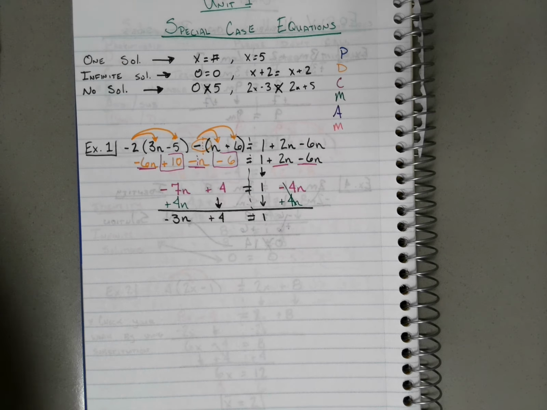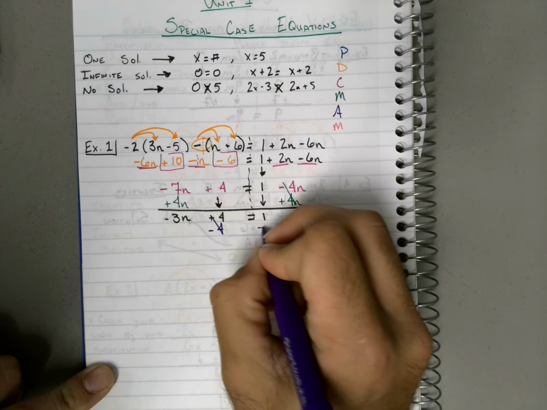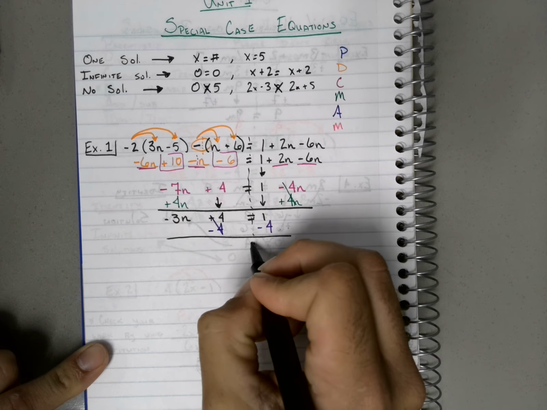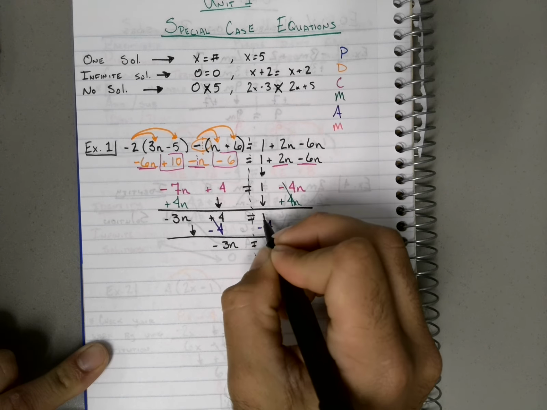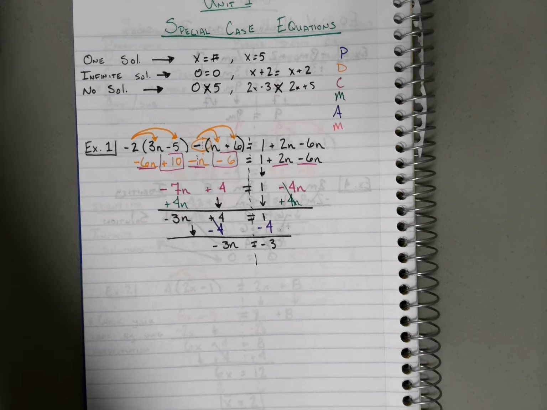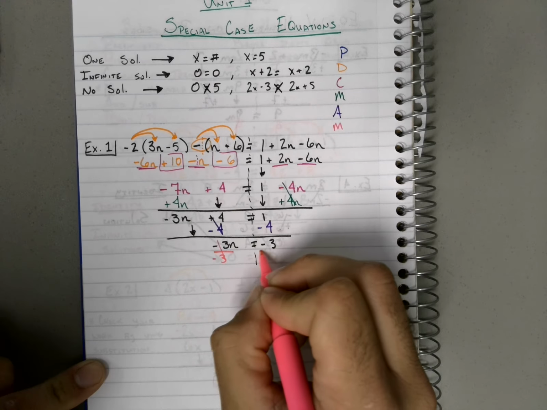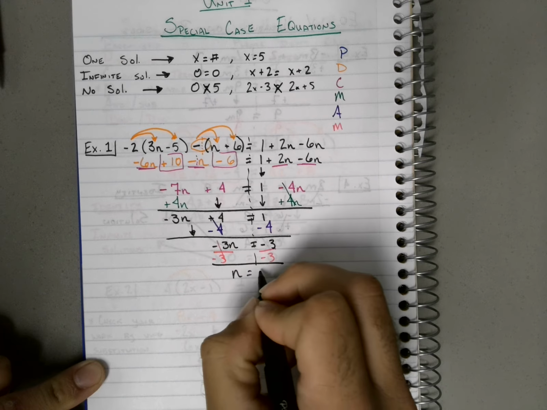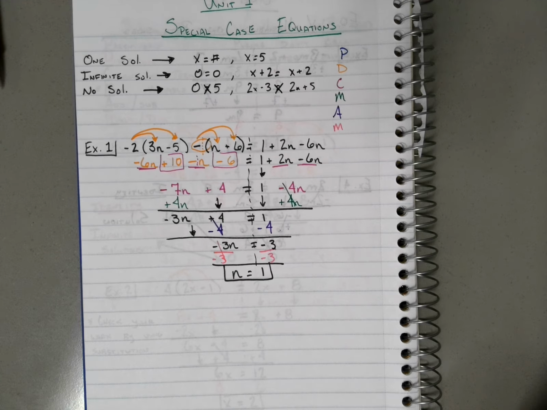Next step, we're going to add or subtract. Plus 4 here, the opposite of plus 4 is minus 4, which you do to one side, you do to the other. So what we've got left is negative 3n, as we drop that down. And 1 minus 4 is negative 3. My last step, multiply and divide. Divide this side by negative 3, which you do to one side, you do to the other. And you're going to get n equals 1. And what type of solution is this? This is a one solution problem.